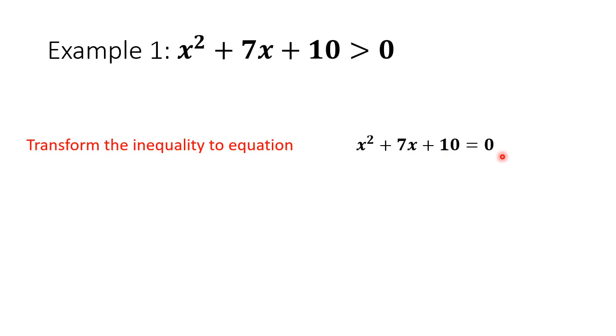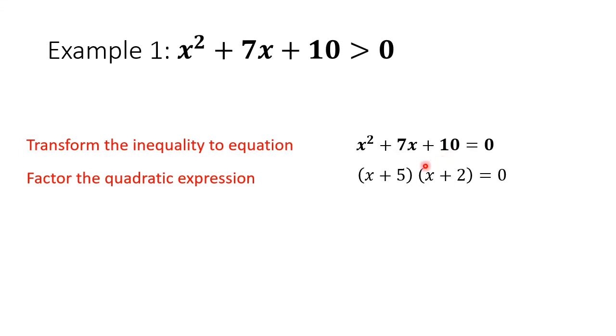Next, yung step 2. Factor the quadratic expression. So, yung ating x squared plus 7x plus 10, ipa-factor out natin siya. So, pwede natin gamitin yung factoring. So, we have here the quantity x plus 5 times the quantity x plus 2 is equal to 0.